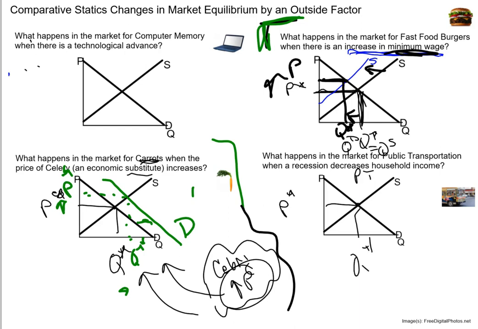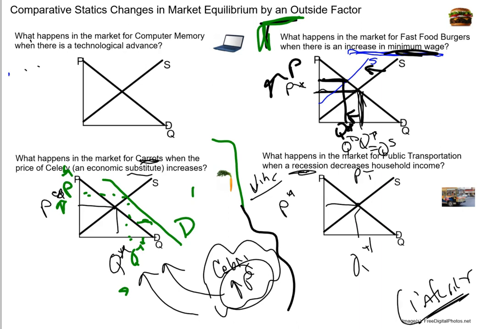What happens when there's a recession, meaning people have less income? Ooh, we actually don't have enough information to answer this question, do we? Right? If you're paying close attention, we got to know, hey, when incomes go down, what happens to the demand? Does it go up or does it go down? We need to know, is this a normal or an inferior good? And in fact, public transportation, the data says it's an inferior good.